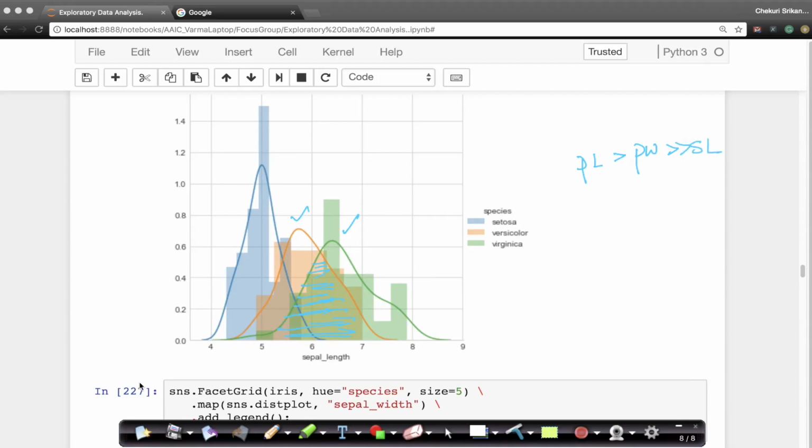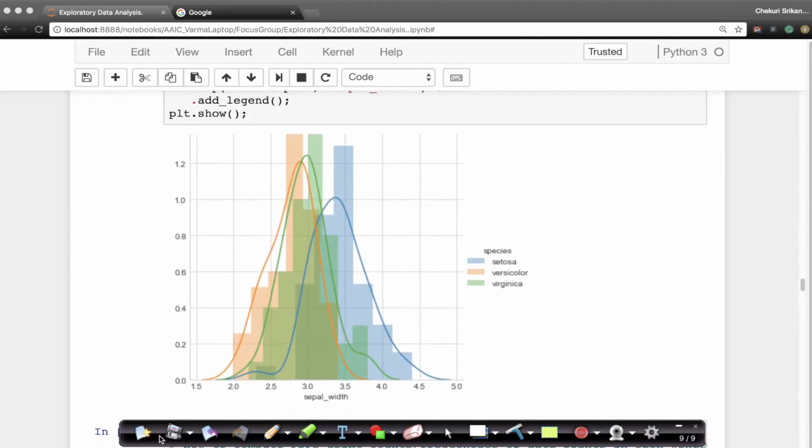Now let's look at sepal width. When I look at sepal width, wow, this is really bad. My setosa is here, and my virginica and versicolor are fully overlapping. This is the whole region of overlap. They're literally on top of each other, which means it's a terrible situation to be in. Even your setosa is not well separated from your virginica and versicolor.